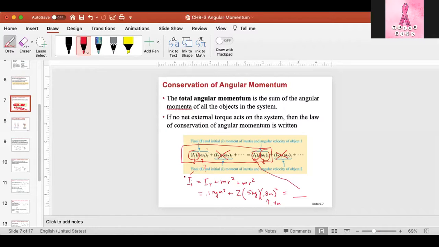And so now you know what that number is, and you know what that number is, and you're told the initial was 100 revolutions per minute, right? So just solve for the final. Solve for that.